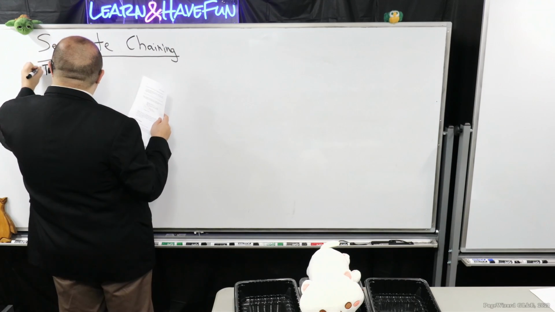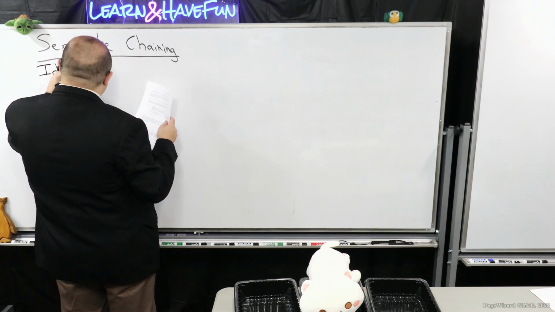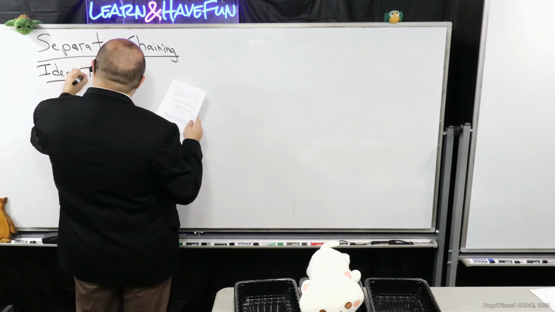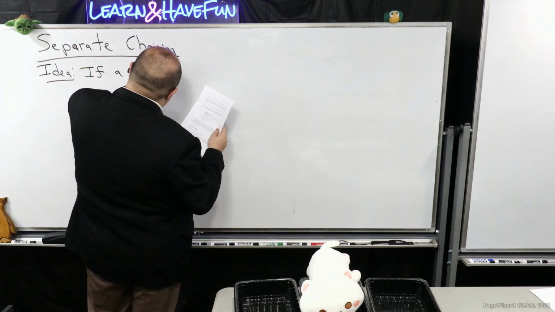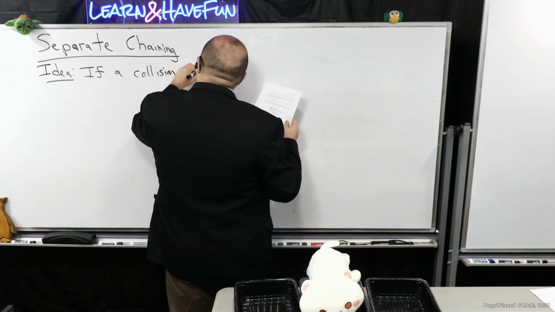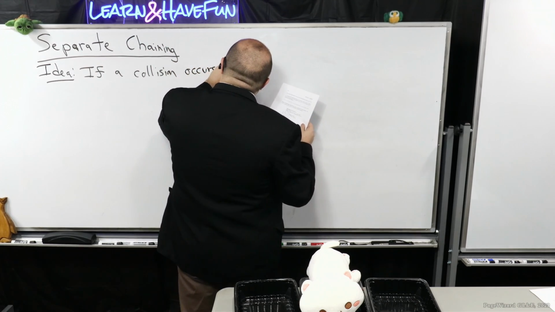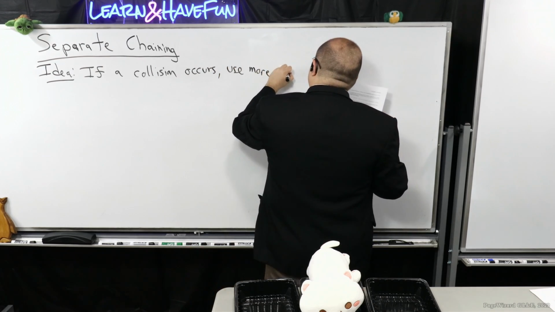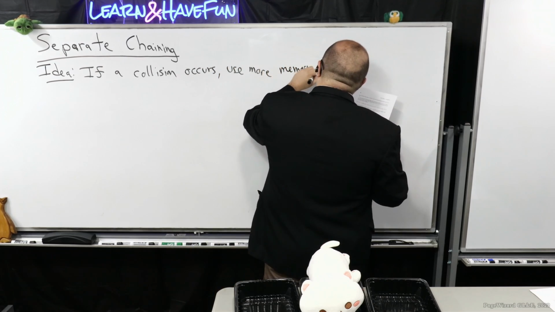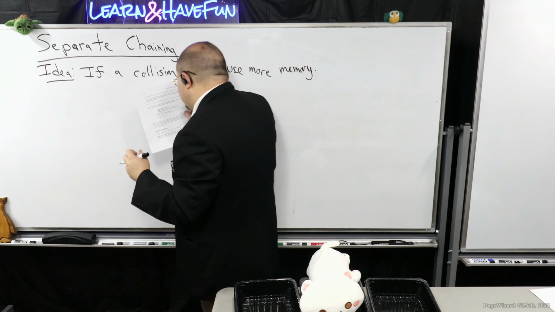So the idea is very simple. If a collision occurs, you just simply use more memory. That's all you do. So I'm going to show you a classic way of going about this.